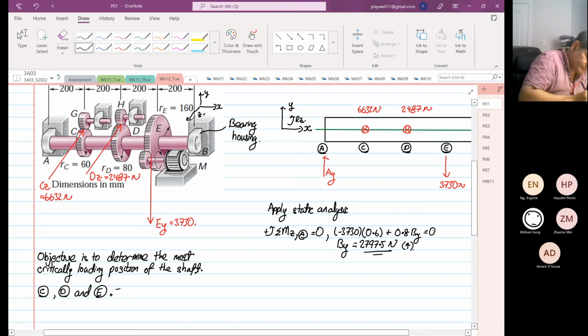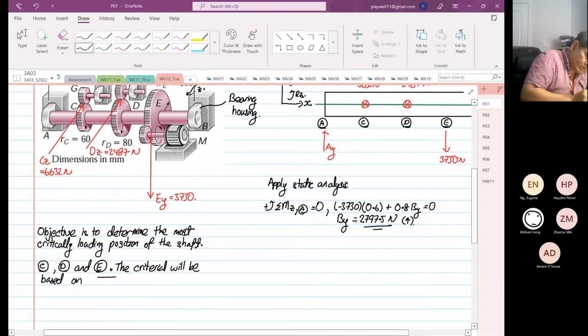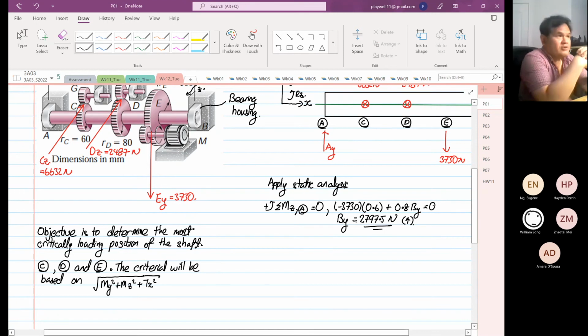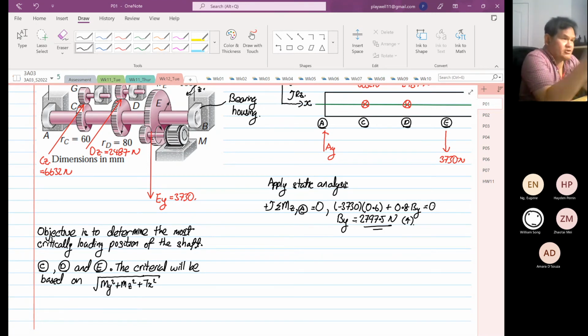And the criteria will be based on, so you all remember this function, right? Where we have My squared plus Mz squared plus Tx squared. Okay. So if that function My squared plus Mz squared plus Tx squared is the largest, that's where the size of the shaft is going to be controlled by that position. Okay, so we don't know is it C, D, or E.